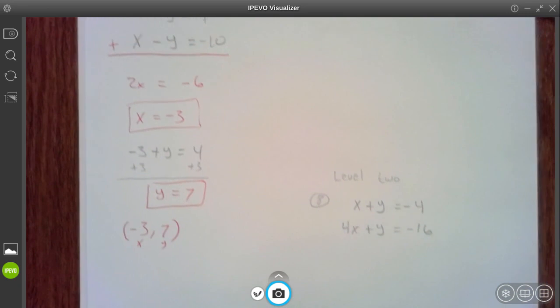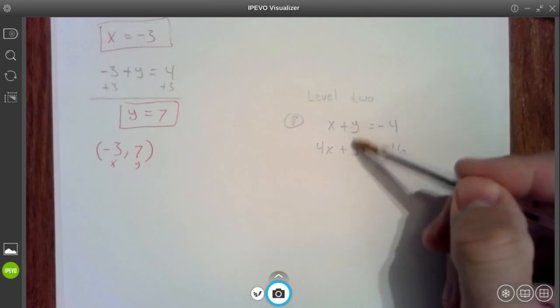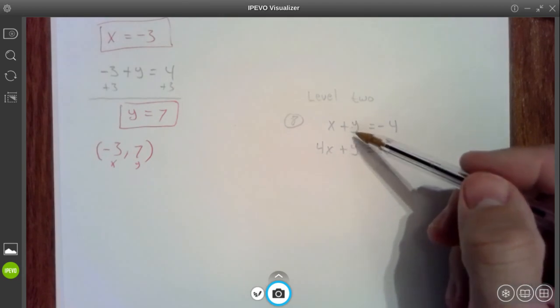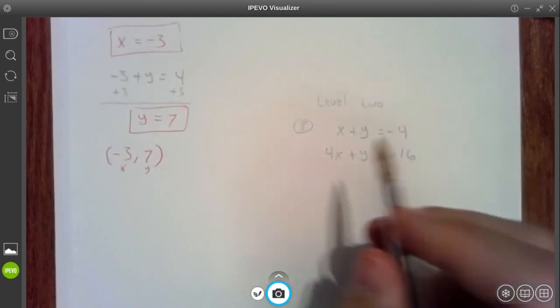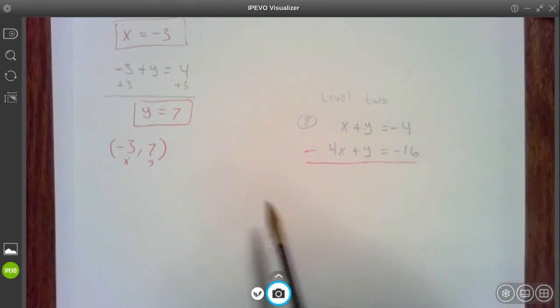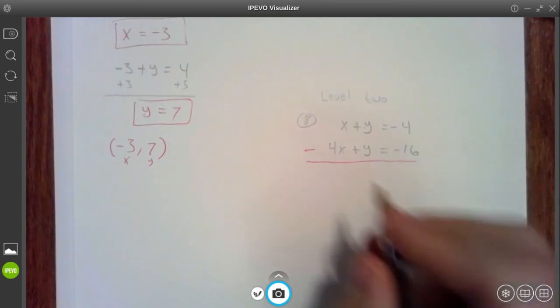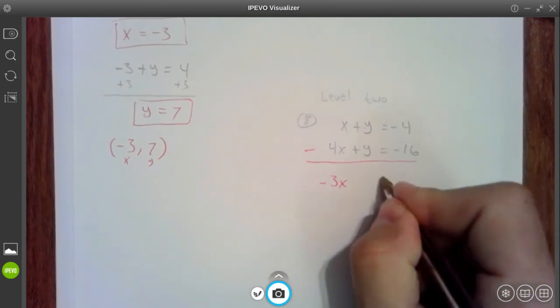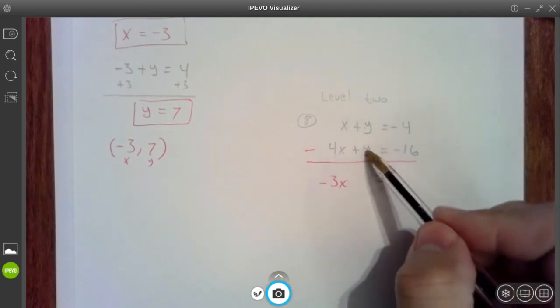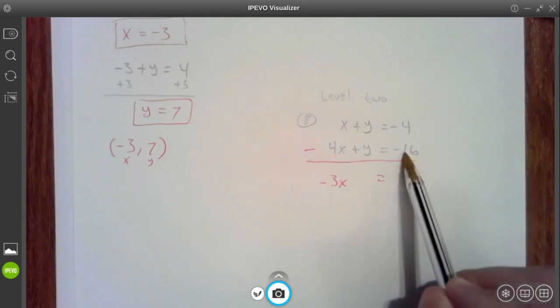All right. Number 8 is a level 2 problem. And for this one, they're wanting us to solve it by subtraction. Notice how the y coefficients are both a 1. They're the same sign. So if I take these two equations and subtract them, doing the top equation minus the bottom equation, it's going to cancel out those y values. x minus 4x is going to give me negative 3x. Again, the y values are just going to cancel. They give you 0. And then we're going to do negative 4 minus negative 16.